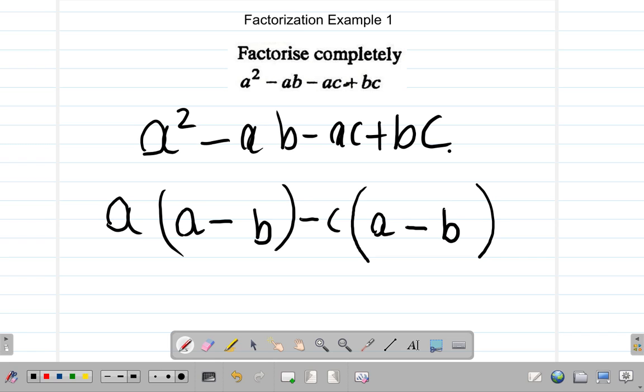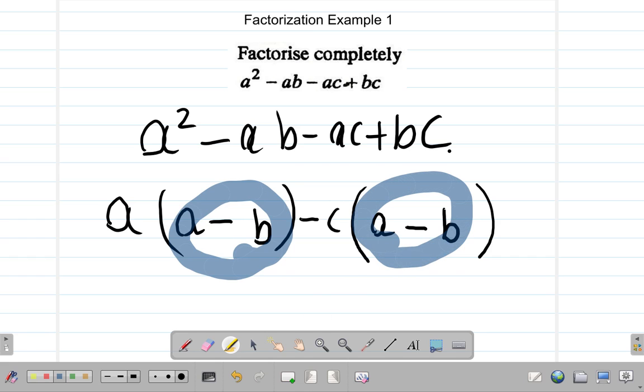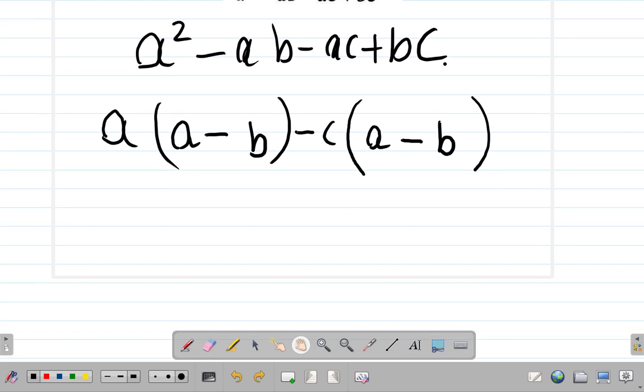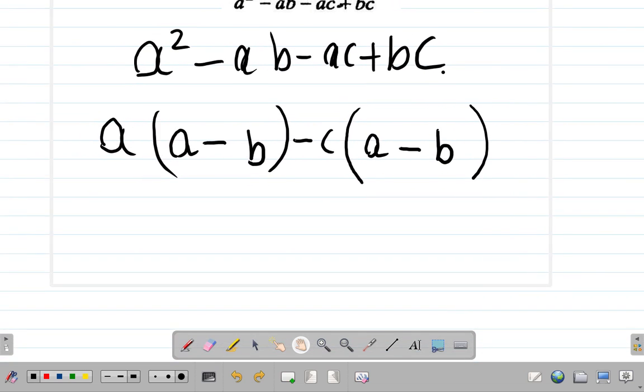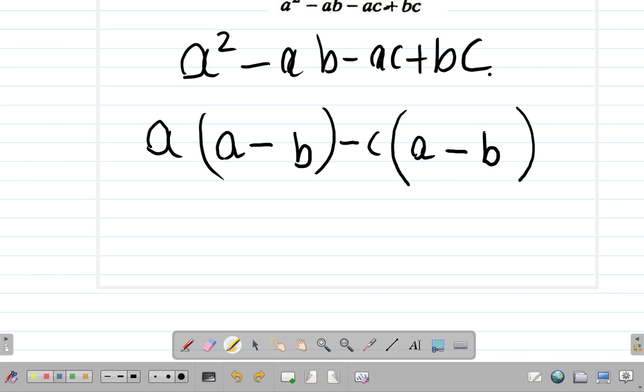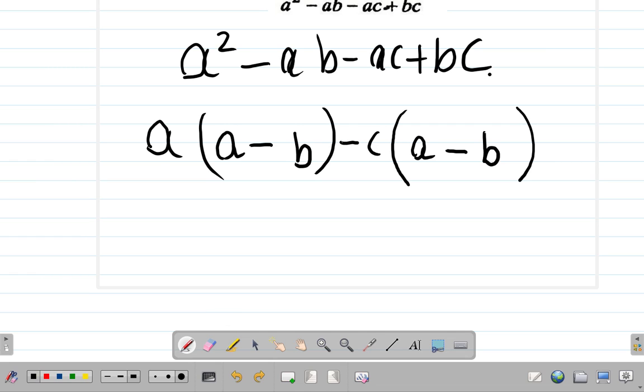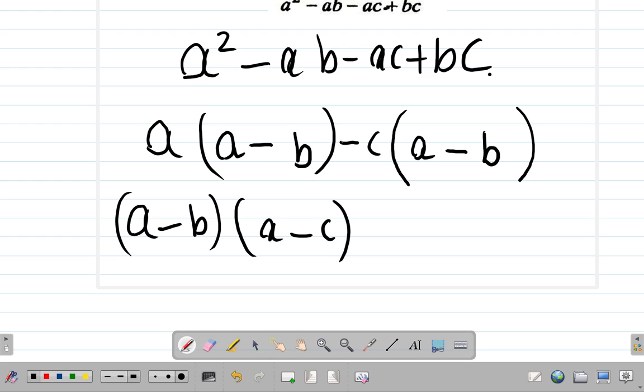Notice also, you want the same things in brackets. And you have A minus B in one bracket, the same A minus B in the other bracket. So what you do, you consider the A minus B as a common factor. Right? The A minus B is a common factor. Now, here, you must put the common factor outside the bracket. The common factor is A minus B. Inside the bracket, you have A minus C.